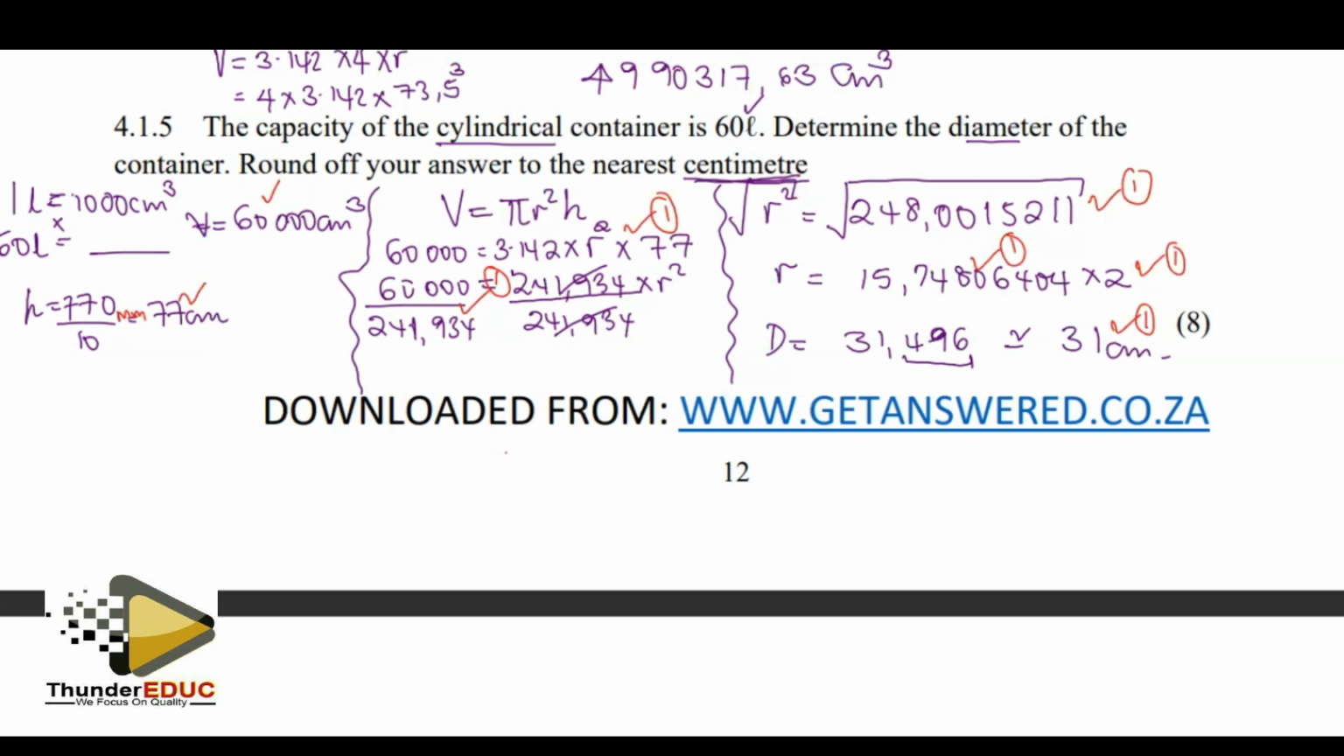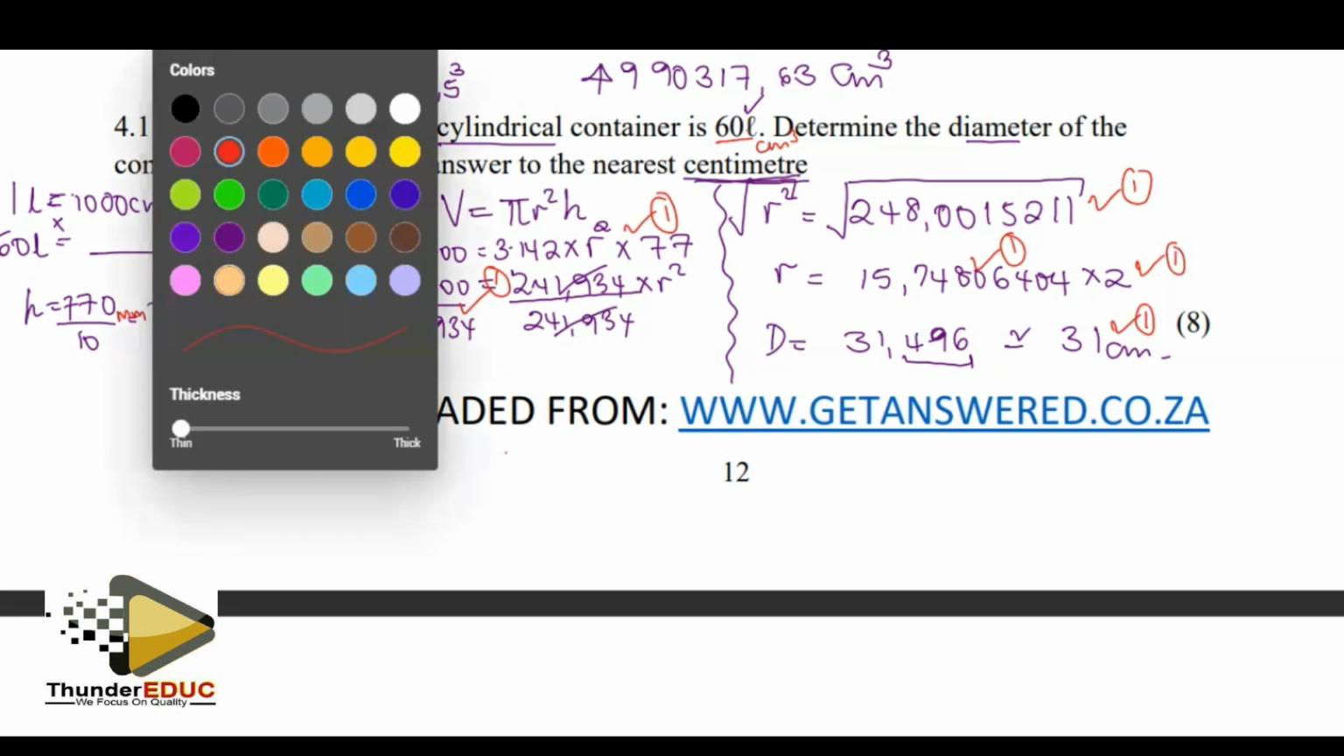Take note, whenever something is missing, whenever there's something that you need to find, you need to show it, please. For example, here you knew liters have to become centimeters cubed. That's a mark. You knew that the height is in millimeters, it has to become centimeters. That's another mark. You understand? That's a mark. Then you substitute into the formula, knowing what is there, you would get a mark for that. All right, that's how it was marked. Let's go to the second question. Next question.